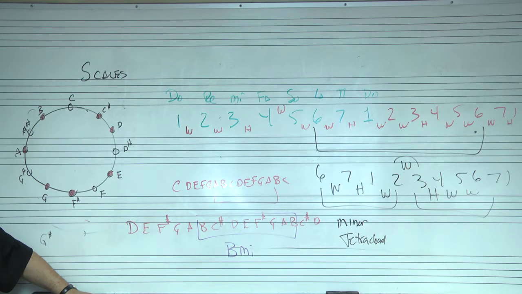Alright. So we're in the key of E. So what is the E major scale? E, F sharp, G sharp, A, B, C sharp. Got it, right? So what's the sixth note of the E major scale? C sharp. So that becomes a C sharp minor scale.